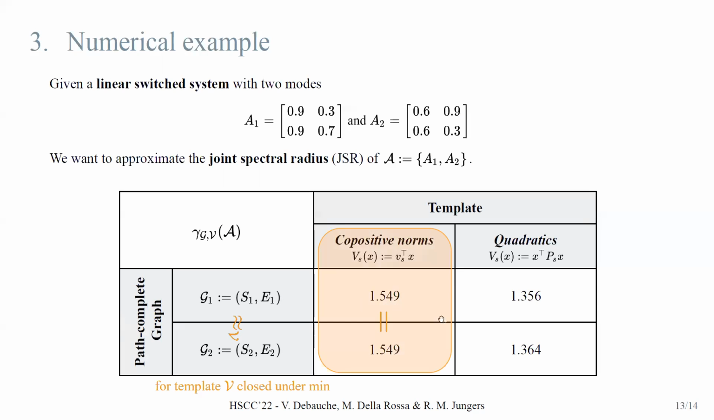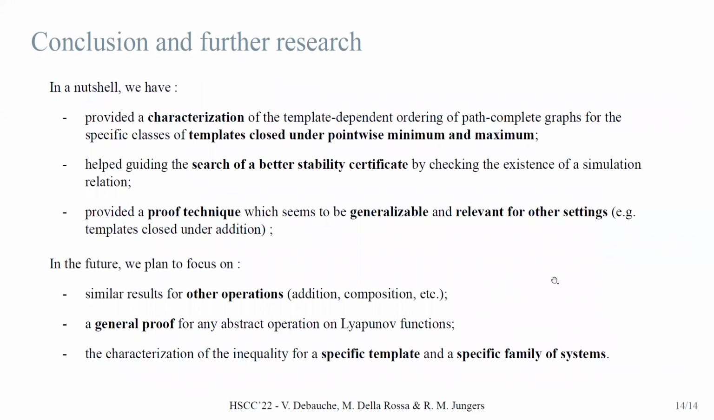On the other hand, the approximations provided by G1 and G2 with the quadratic template are different. This can also be explained by the template-dependent ordering, since G1 is actually better than G2 for any template closed under sum. So in a nutshell, in this presentation, we have provided a characterization for the template-dependent ordering of path-complete graphs for two specific classes of templates, which are the templates closed under pointwise minimum and maximum. And the proof technique that we have used could be generalizable and relevant for other settings.